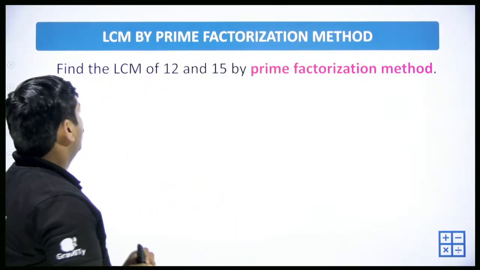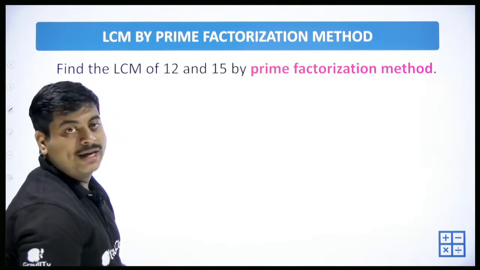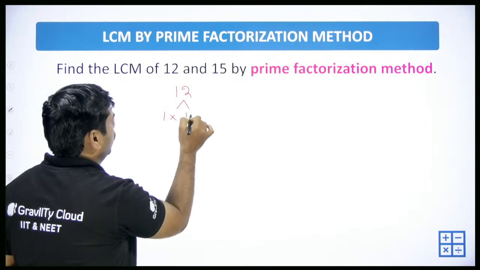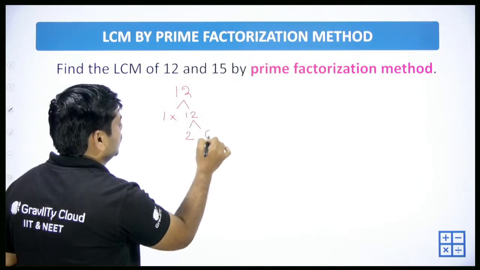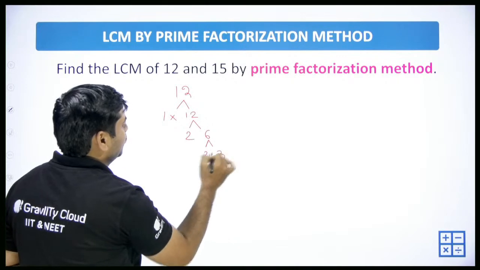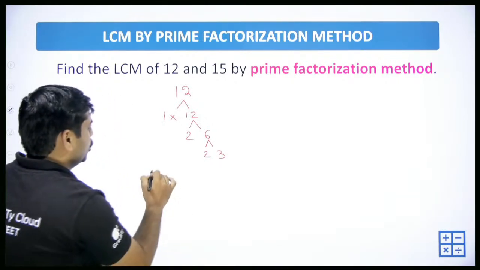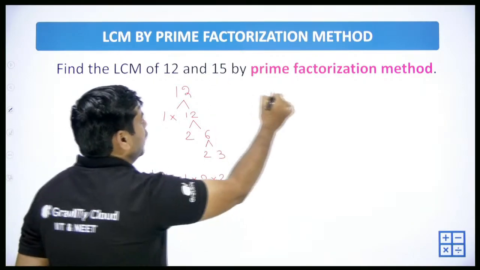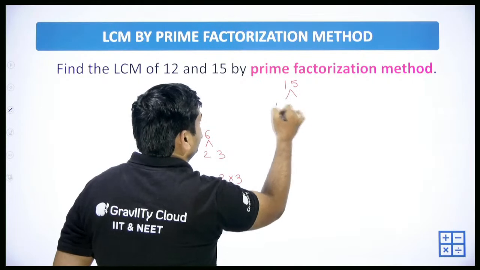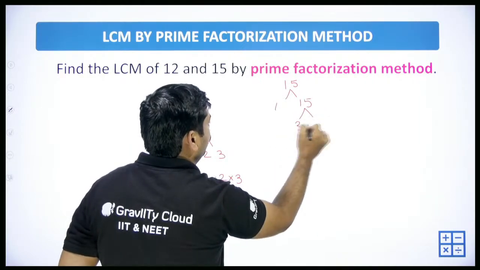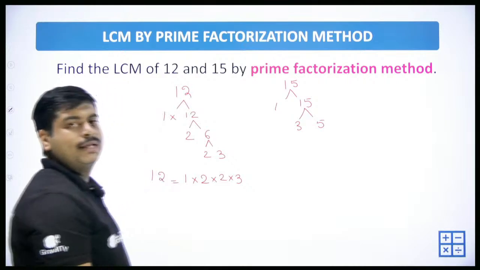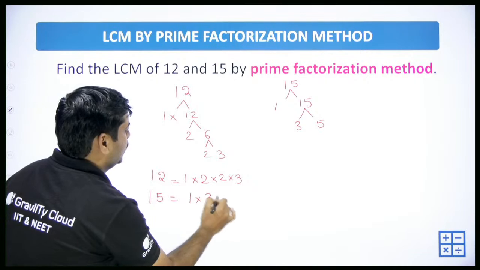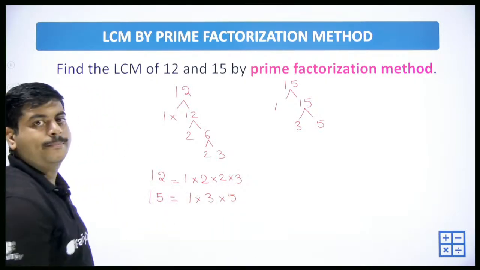Find the LCM of 12 and 15 by prime factorization method. So 12, I'll write as 1 into 12. 12 I can write as 2 into 6. 6 I can write as 2 into 3. So 12 we can write as 1 into 2 into 2 into 3, and 15 can be written as 1 into 15, and 15 as 3 into 5, and that's it. No other numbers for that. So 15 is given as 1 into 3 into 5. These are the prime factors.